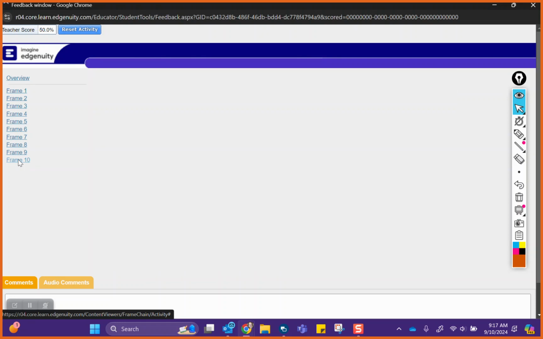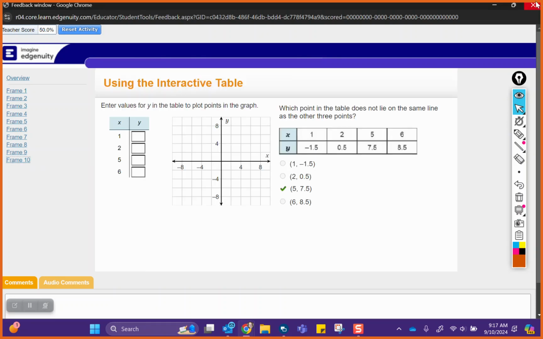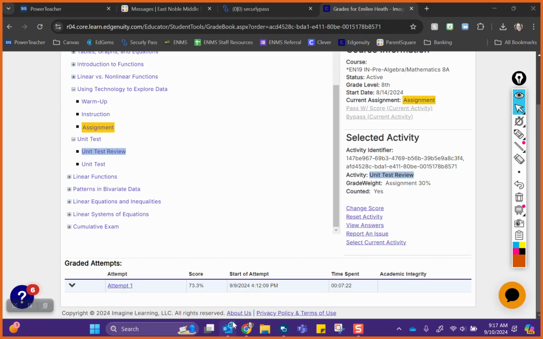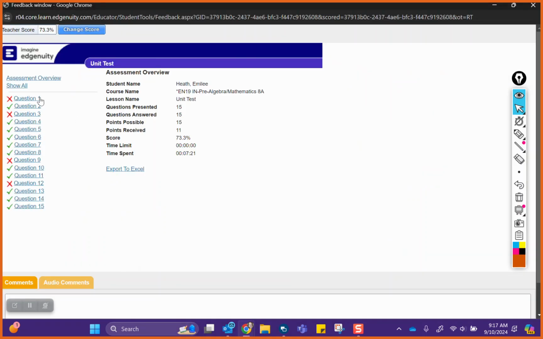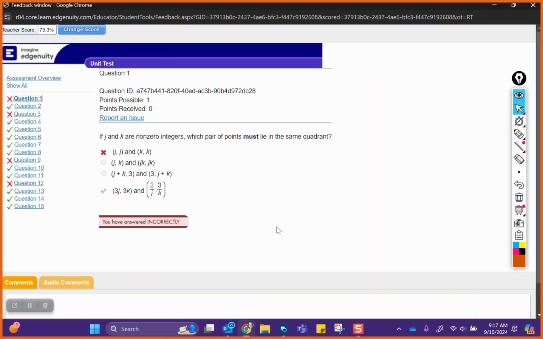That one you got, and that one you got. Okay, so that's cool for that one. Now I also want to look at the unit test review because you did do this already, and I want to go over the questions that you missed. First question says, if j and k are non-zero integers, which pair of points must lie in the same quadrant?